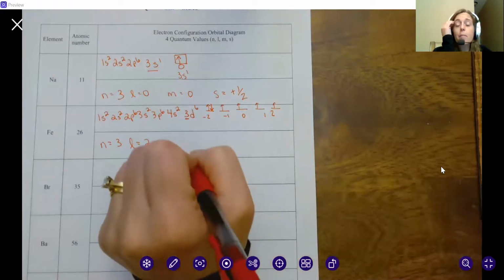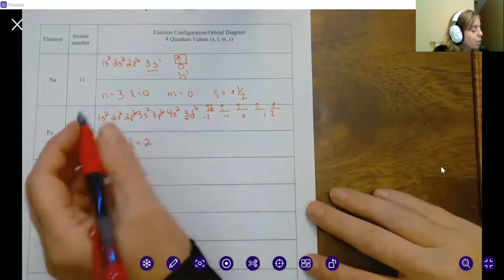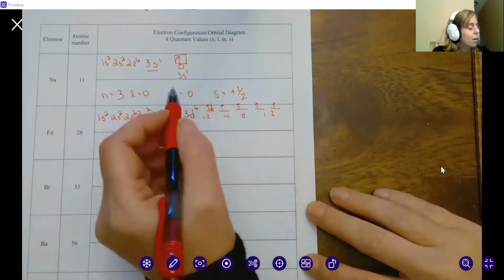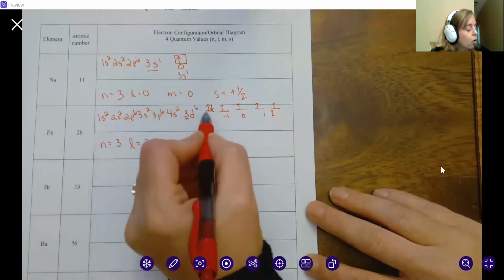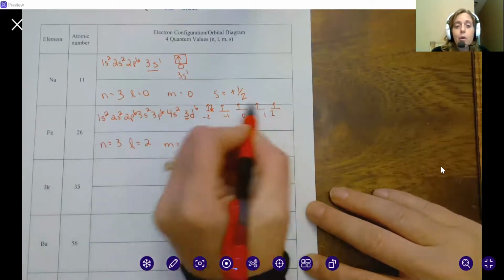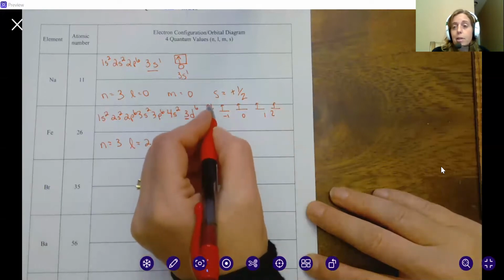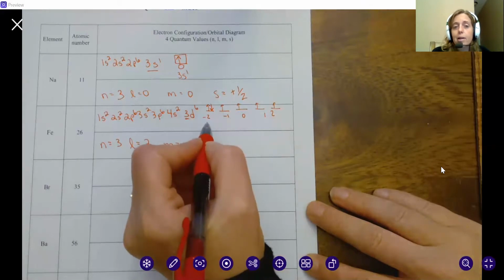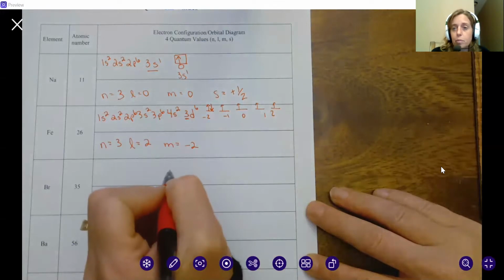Now remember, M is the last subshell I stopped in. So if I'm looking up here and I have my lines already drawn, the last one is this one right here because I drew a down arrow. Remember, you had to draw all of your up arrows and then go back and draw your down arrows. So this down arrow is the last arrow that I drew. And what is the number assigned to that blank? It's a -2. So my M is going to equal a -2.